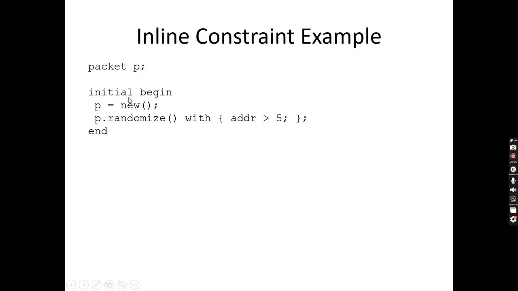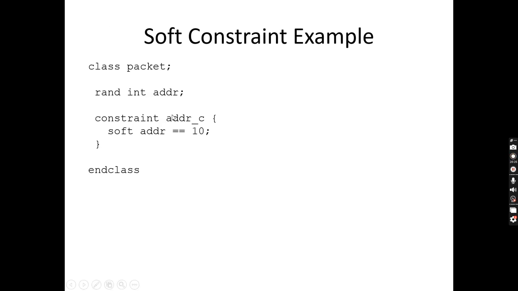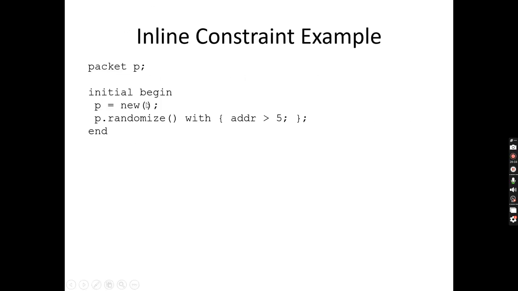See, the class is written. Before the snippet, this is a class. After this, I have to declare a handle and then allocate the memory. I have declared a handle, allocated the memory, and randomized also. After that, I am using the with keyword, and address should be greater than 5. This line is called an inline constraint. You use the with keyword and say the address should always be greater than 5. Since you are writing the constraint outside the class, it is called an inline constraint.